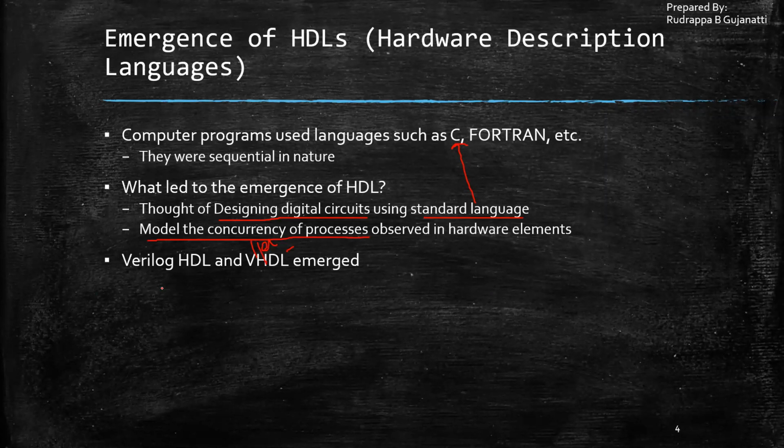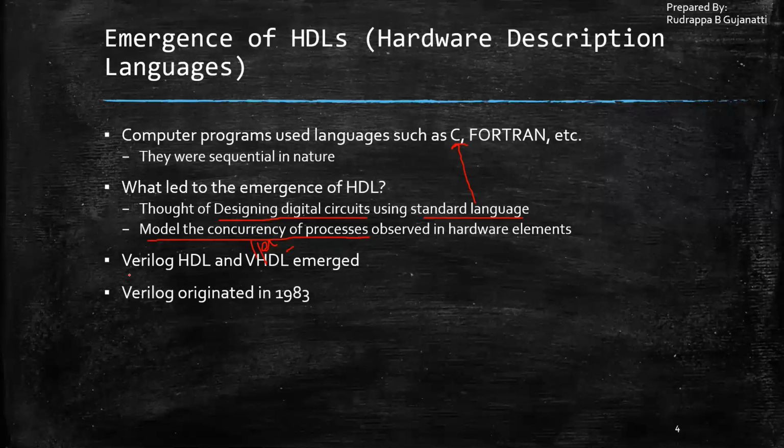So now here there was another thing, that is because of this HDL, right? Verilog HDL and VHDL came into existence. Now Verilog was the first one which originated. It originated in around 1983. Later VHDL came into existence.